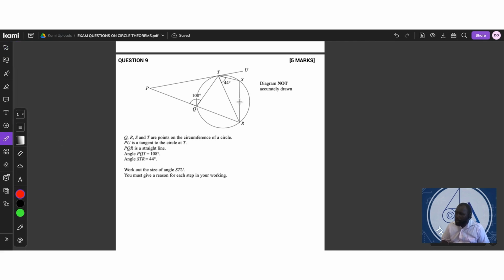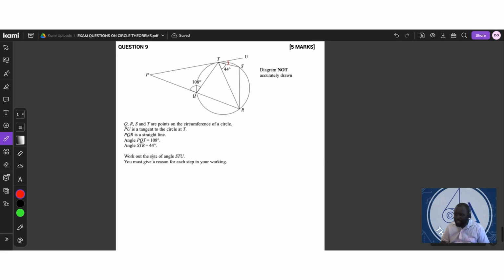And so we know that angle STU is that angle there. Now to find it, we need to find several angles, and we are going to give a reason for each step. So let's start. To find out the size of angle STU, we need angle TQR. So angle TQR, this is the angle we are going for.